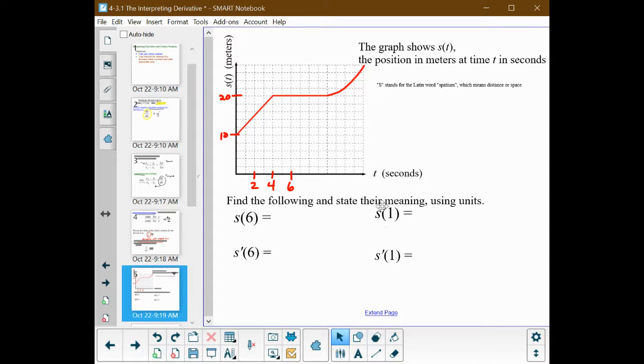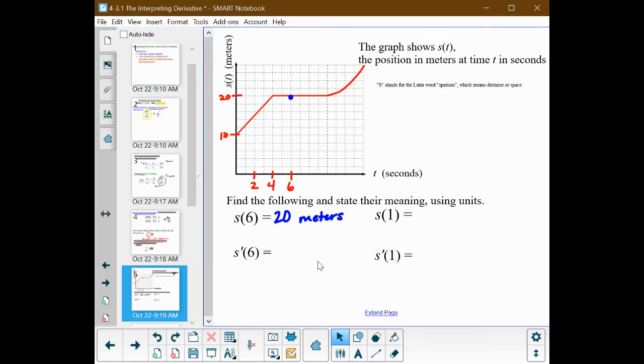All right. So the first one we have, let me change colors here. I don't want to use red for this whole thing. I'll use blue. So S of 6 here, if we go to our curve on the x-axis, when t, or time, is 6, we get 20.